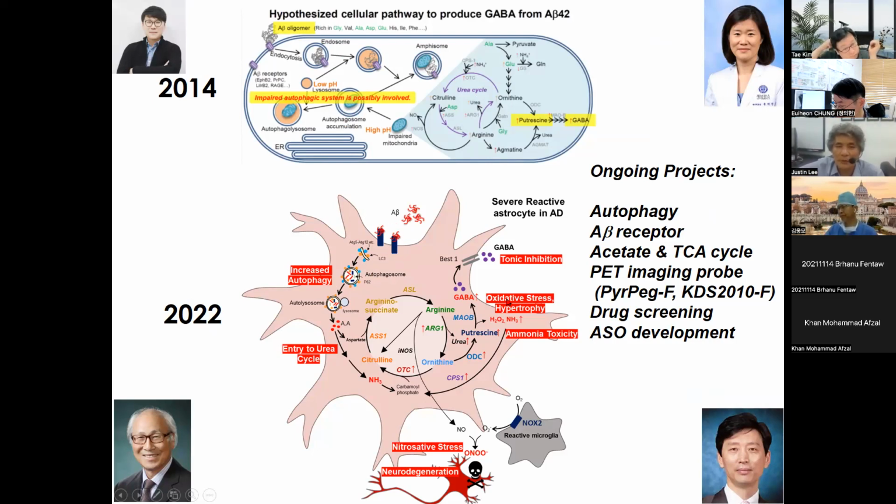With the ongoing projects, we are working on autophagy, the A beta receptor, acetate and the TCA cycle, and the PET imaging probe using PERPEC, as well as the MAO-B inhibitor. We're also doing a drug screening for ODC1. And ASO, the antisense oligomer, is also being developed in collaboration with KAIST Professor Jinggu Kim. So the future of reactive astrocytes is very bright. We have developed many different tools.